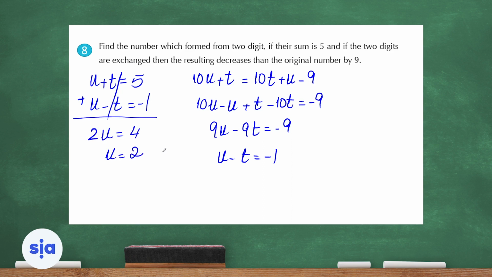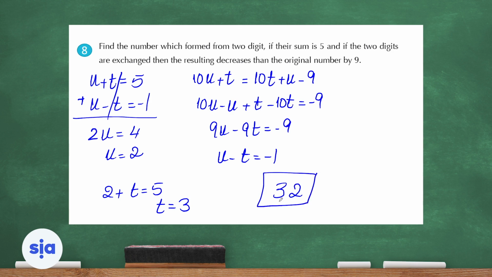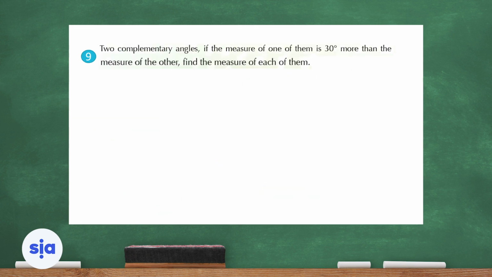How to find t? Substitute u in any of the equations. So let's do it in the first one. u plus t equals 5, then t equals 3. Then the original number is 32, as the tens digit equals 3 and the units digit equals 2. Question 9.